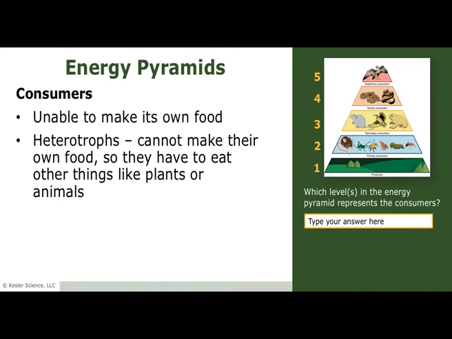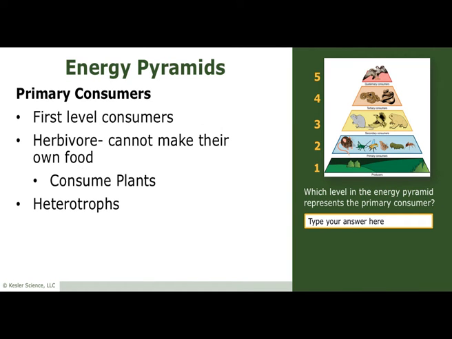Consumers are not able to make their own food. They are something we call heterotrophs. Heterotrophs are the opposite of an autotroph. They cannot make their own food. They have to either eat plants or other animals in order to get their energy. Primary consumers are the first ones to eat. Consumers eat. They consume something. They are herbivores. They cannot make their own food. They consume plants. Again, primary consumers are called heterotrophs.